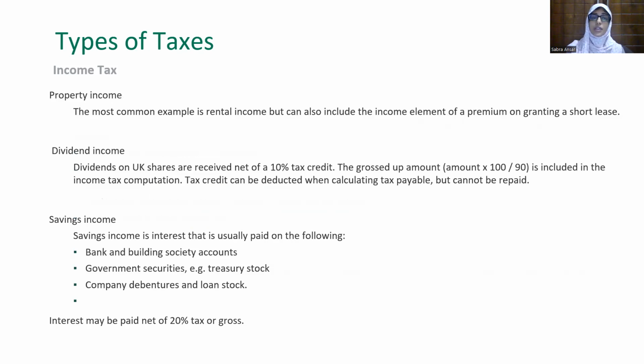Now, what is property income? This could be something like rental income, which comes in from any type of property that you own. But obviously, just like rental income, it could also be something like a premium that you get by granting a short lease. All these things will be included under property income.